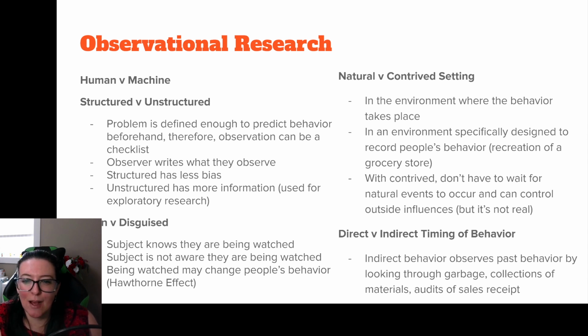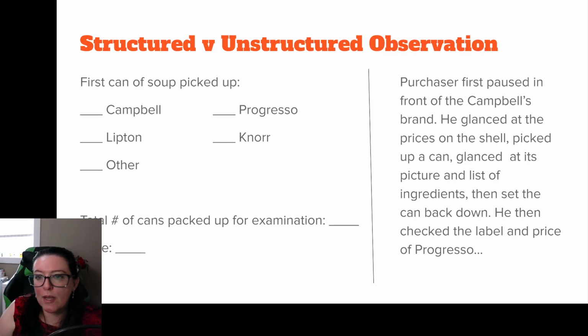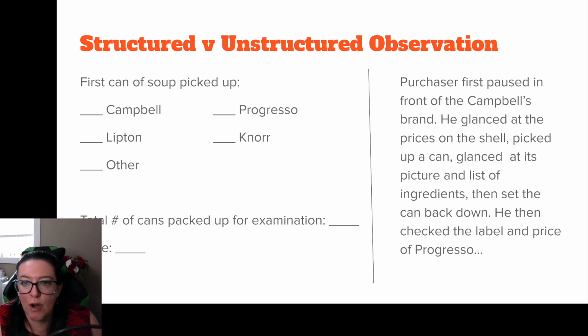The observer themselves is less influence on what's happening because they are just checking off the person did this, the person did that. With unstructured, there is a tendency to bias because the human observer could choose to focus on one thing and minimize or maximize certain behaviors, and so that can skew what is truly happening. Unstructured allows for more information because it's not just a checklist, and so unstructured is more likely to be used in exploratory research. So here's an example of structured versus unstructured.